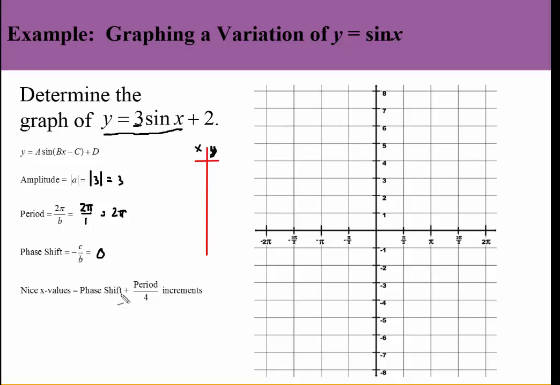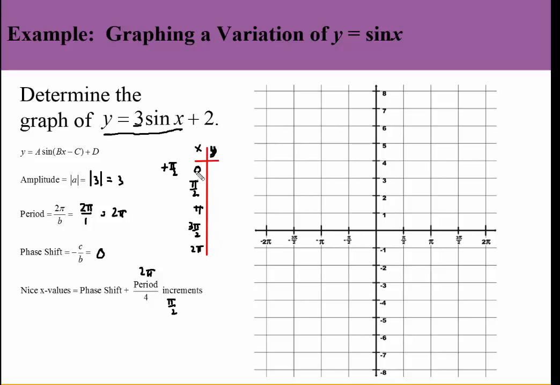All right, so the phase shift would be 0 here. And the nice increments of x, the period divided by 4 would be 2 pi divided by 4, so you'll get pi over 2 increments. So I'll go ahead and put 0, and we'll keep adding that pi over 2 here, as we have done. And we will get our nice quadrant angles here.